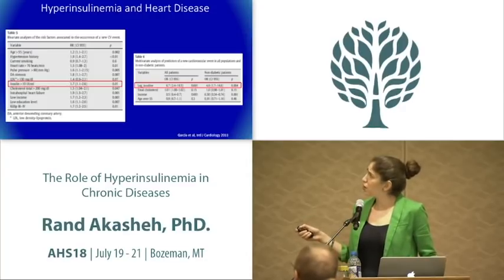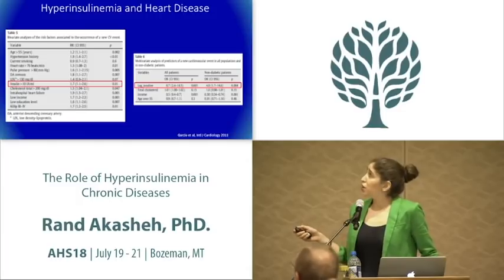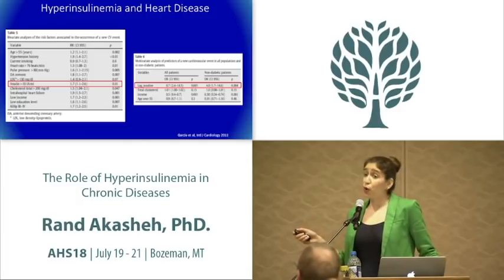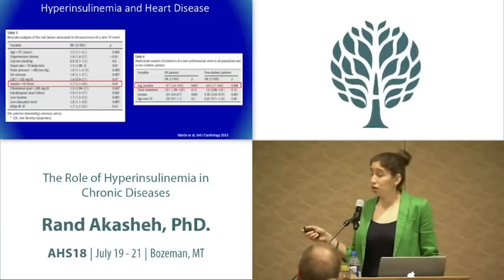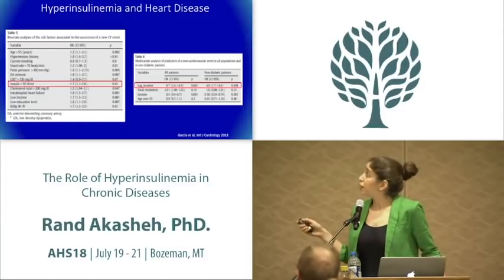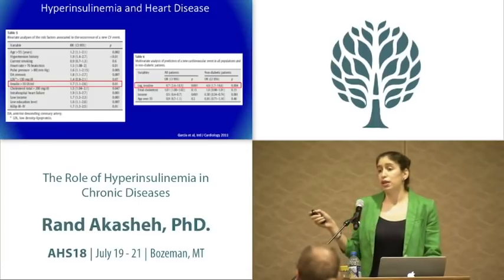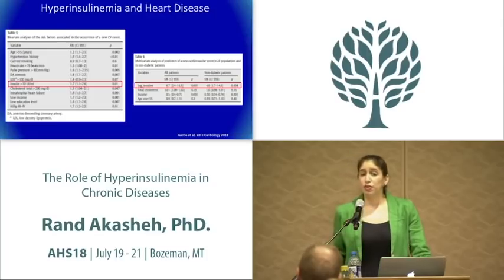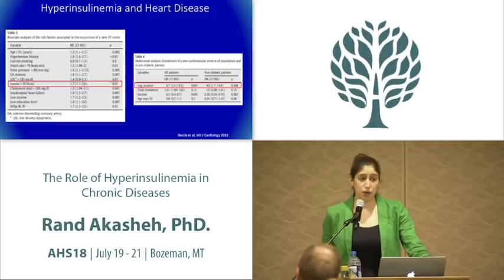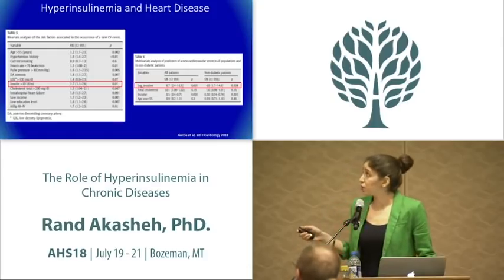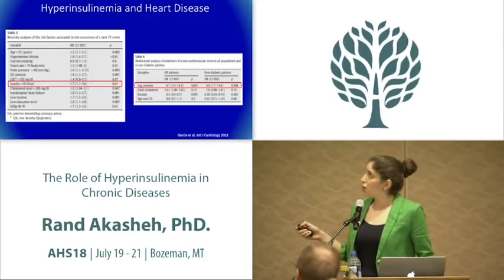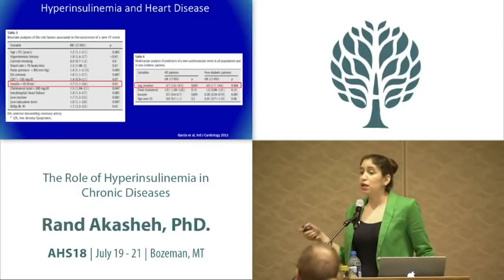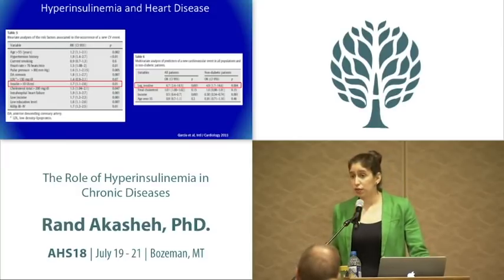Here's the log insulin, and here we see that the odds ratio is 6.7 for all patients, even non-diabetic, and for non-diabetic patients, it's 4.9. So that said, hyperinsulinemia is a very, very strong risk for cardiovascular events in the absence of hyperglycemia. And that is very important, especially since these numbers statistically imply, or suggest, a causative relationship.